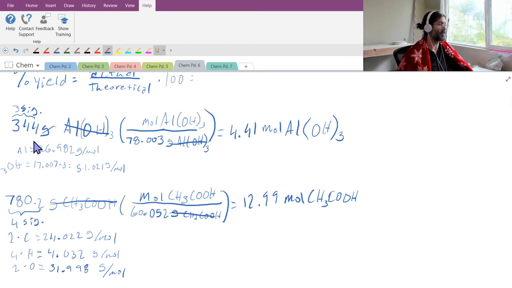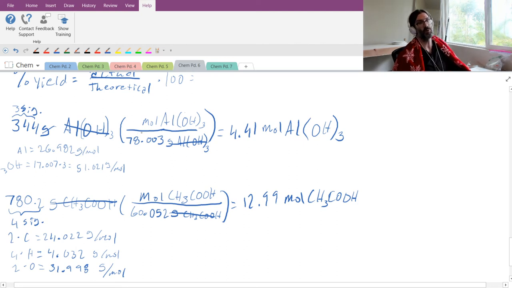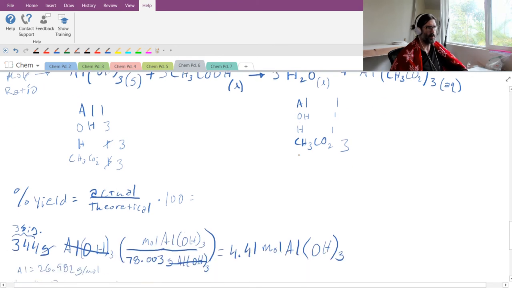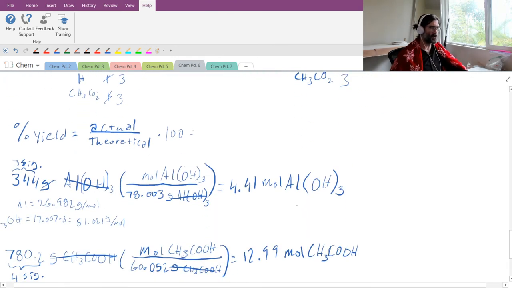Now what? Well, we need to know which one is going to limit our reaction. We want to know which one we run out of first. So how do we know that? We can use the mole ratio that we set up. Remember when we wrote this yesterday, suppose we convert all of each of these to product.